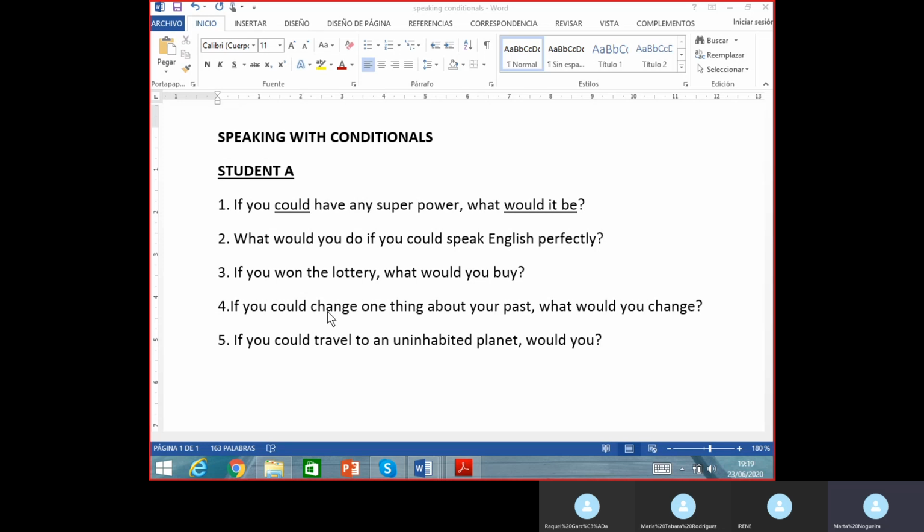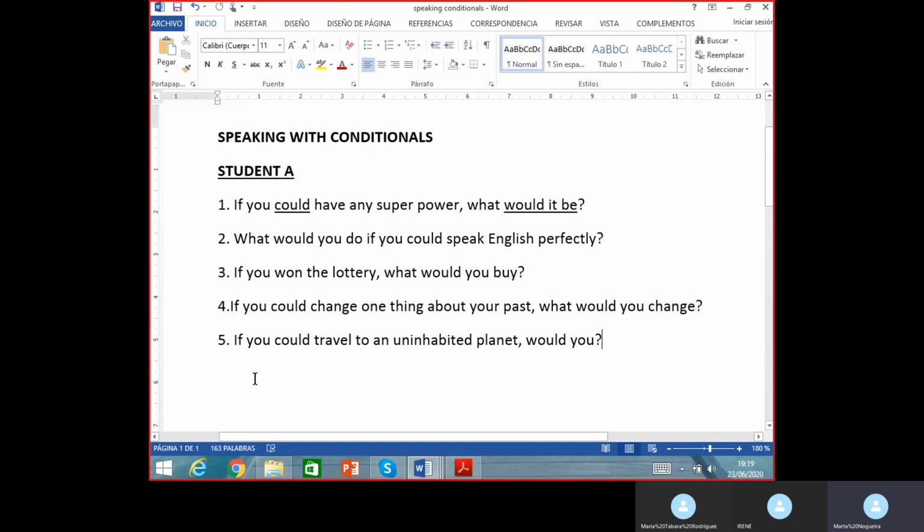If you could change one thing about your past, what would you change? There, you can say, girls, when you have this type of structure, you don't need to follow the structure. You can say simply, I wouldn't change anything about my past because I think that all we do is for learning. So it is not necessary for you to repeat could or would.